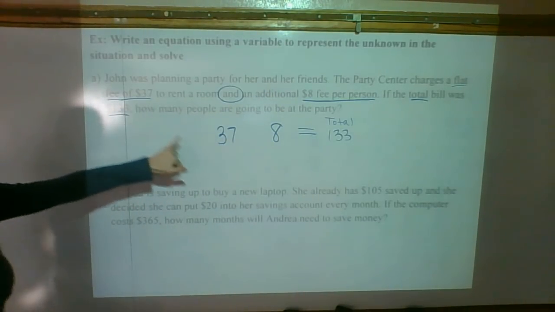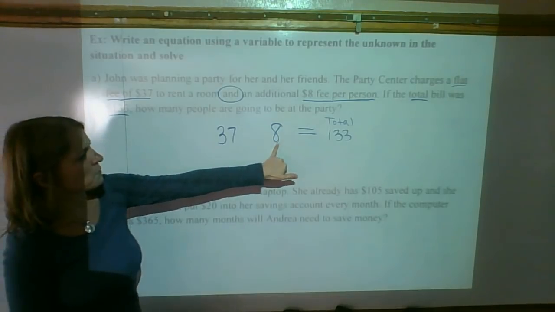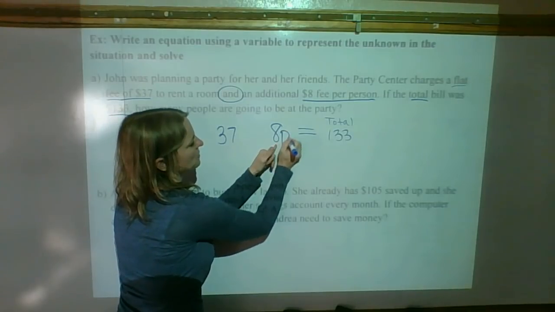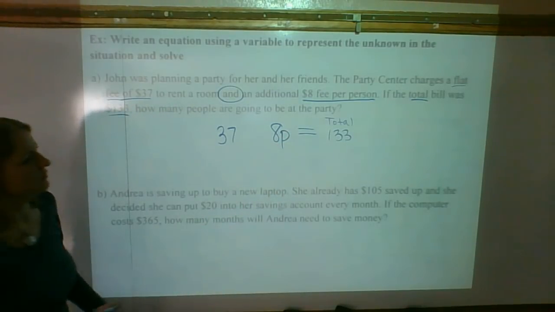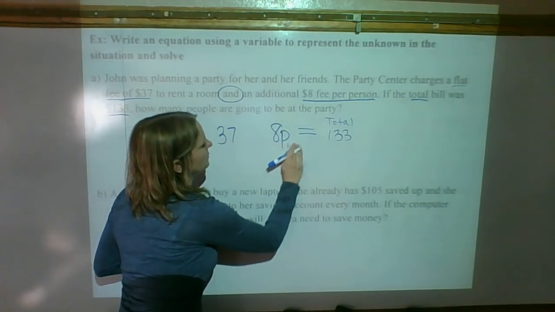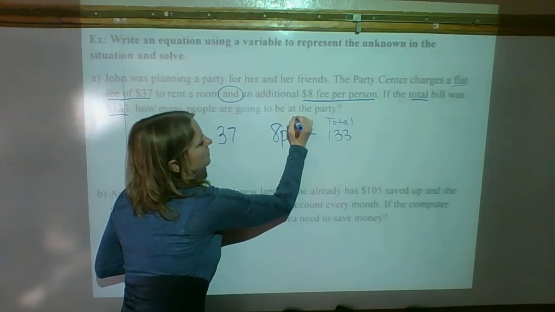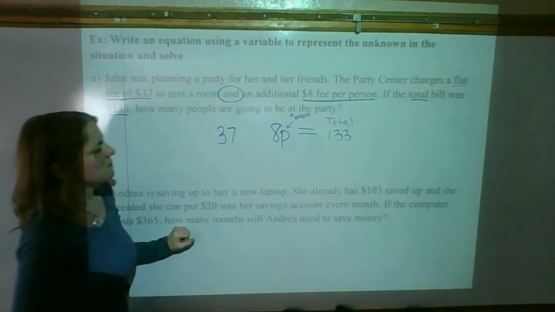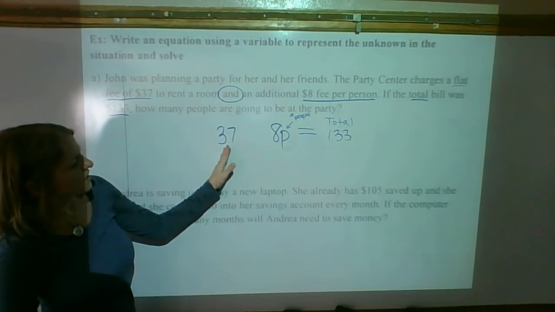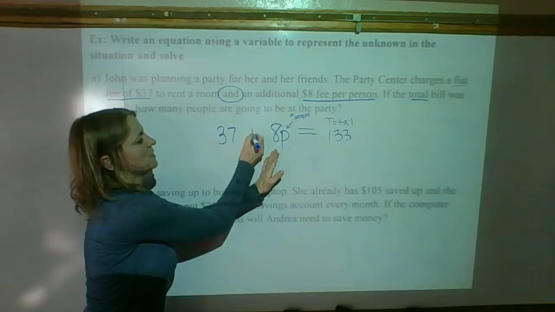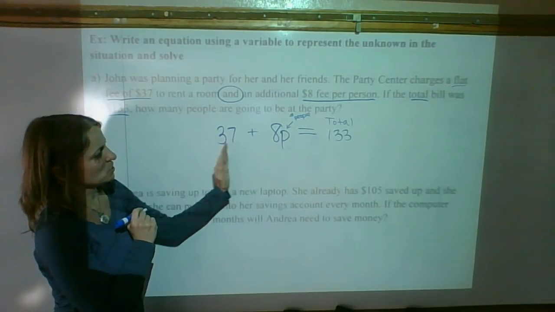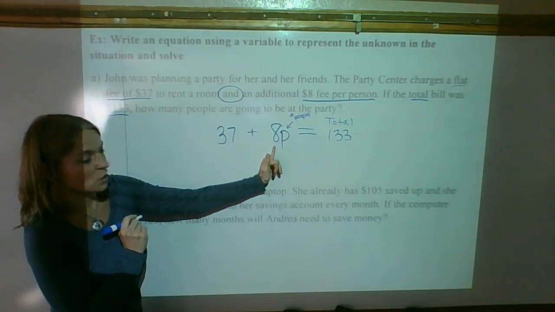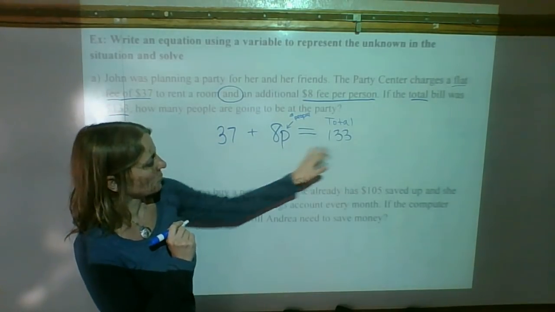Well, if we're paying for this once, and we're paying $8 for each person, we would want to say $8 per person, maybe put a P for the people. Let me write it above. That stands for the number of people. Okay, and then what would I do with the 37 and the $8 per person? Well, I'd want to add them together. It's kind of similar to the last unit, where this is our starting amount, and this is our rate per person, and then we have our total.